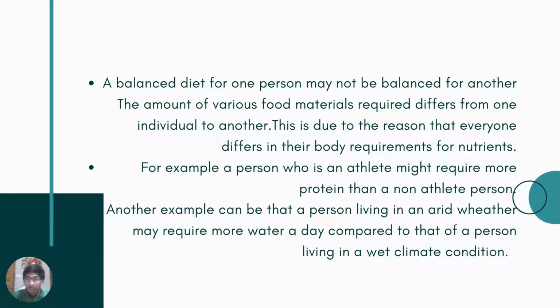Now, a balanced diet for one person may not be balanced for another person. The amount of food varies. The amount of various food materials required differs from one individual to another. Why is that? This is due to the reason that everyone differs in their body requirements for nutrients. For example, a person who is an athlete might require more protein than a non-athlete person. Another example can be that a person living in an arid or dry weather condition may require more water a day compared to that of a person living in a wet weather condition.